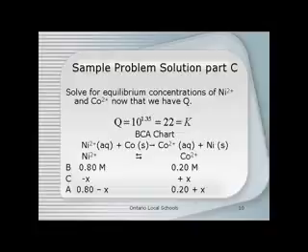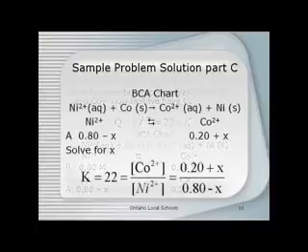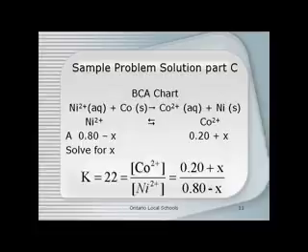We know that K is equal to 22. So we know that for the nickel, it starts out at 0.80 moles per liter. It's going to change by an amount X. And after we reach equilibrium, it will be 0.80 moles per liter minus X. The cobalt will be 0.20 moles per liter plus X. So our equilibrium constant expression K is equal to 22, is equal to the molar concentration of the cobalt 2 plus ion over the molar concentration of the nickel 2 plus ion. So it's equal to 0.20 plus X divided by 0.80 minus X.